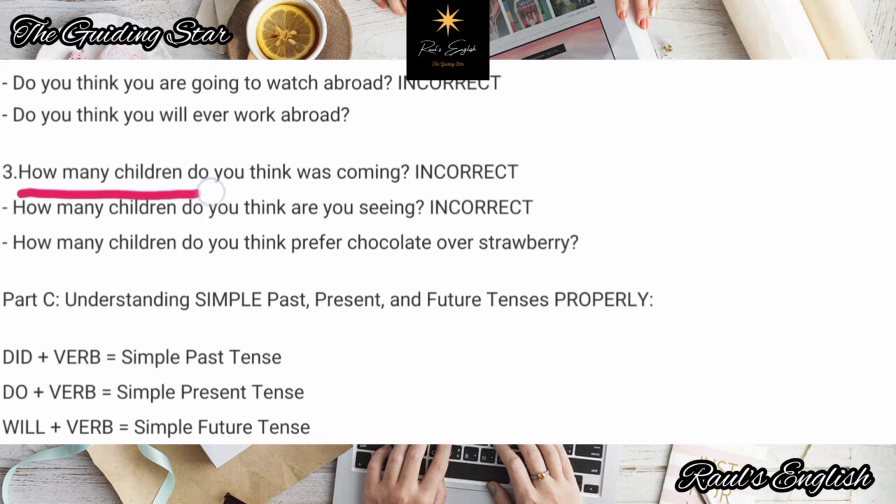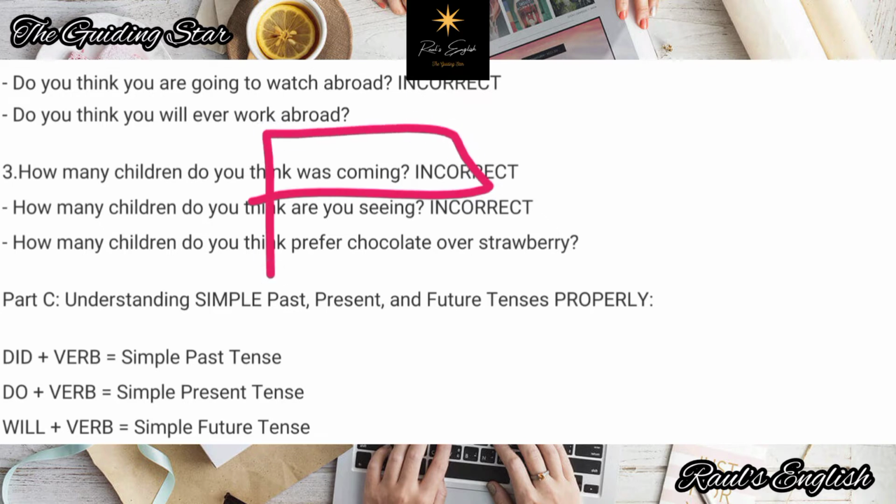First of all, it says how many children, that's plural. So do you think was coming? Nope, sorry. You have to say were. If it were, yes, I would still understand. But do you think was coming is just not correct.